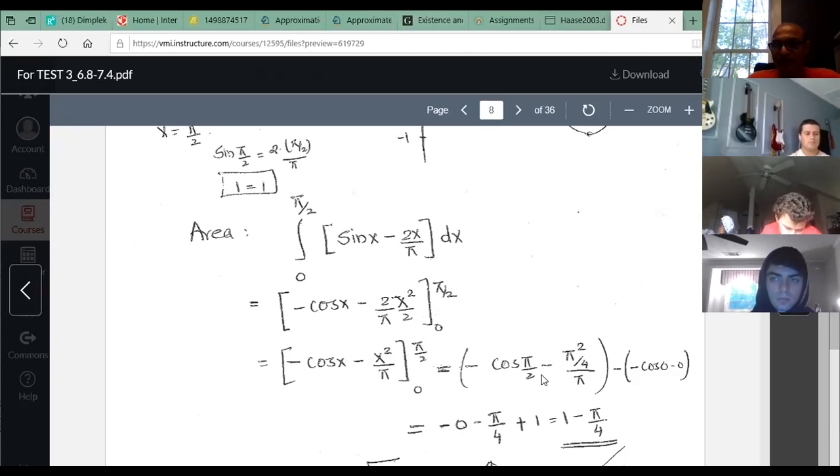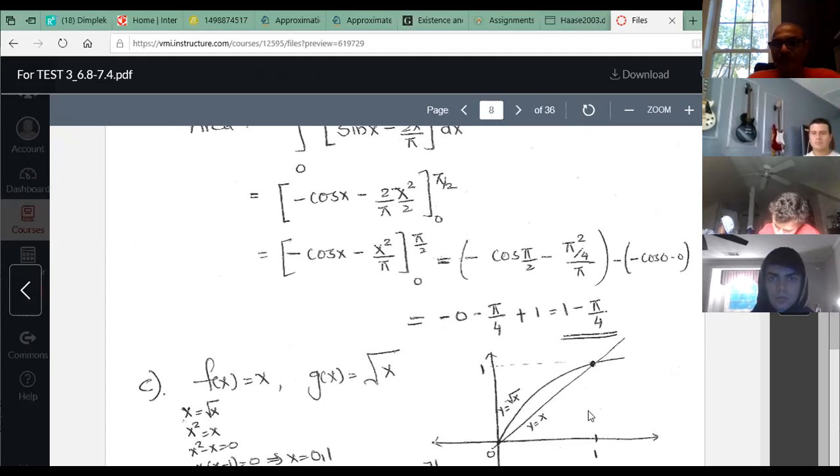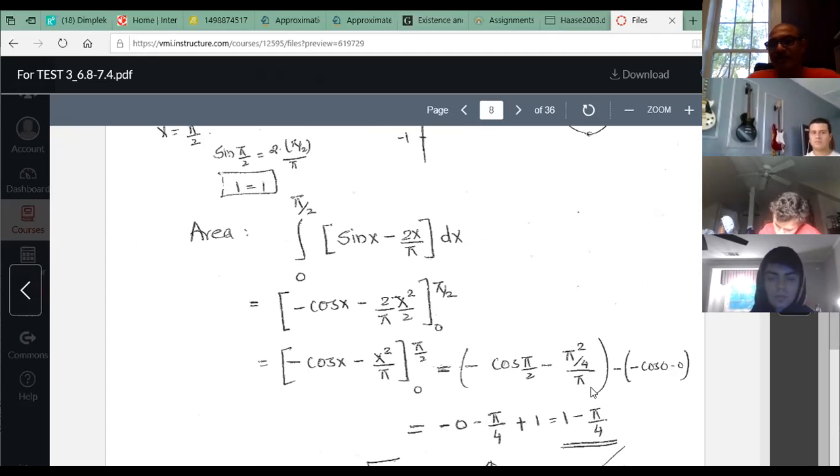So x by the upper limit: cosine of pi by 2 is 0. Here you are going to get pi, and pi will get cancelled, so simply pi by 4. This is negative. Cosine 0 is 1, right? So negative 1, negative will be positive 1. So you are getting 1 minus pi by 4. So this 1 minus pi by 4, that is your region, that is your area.